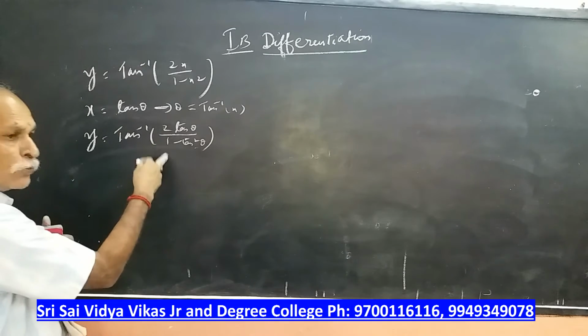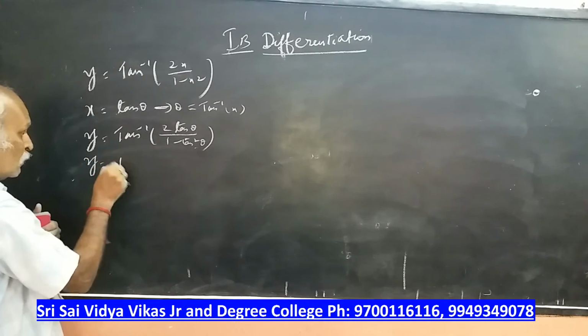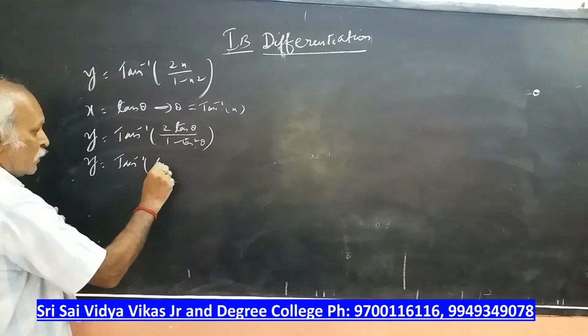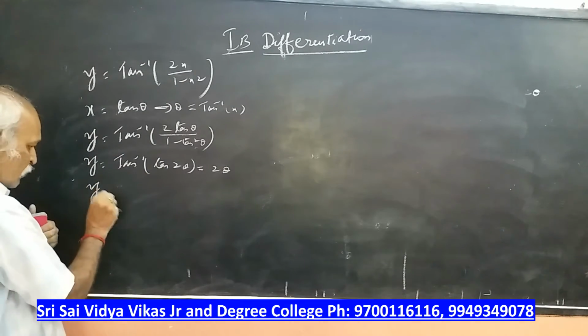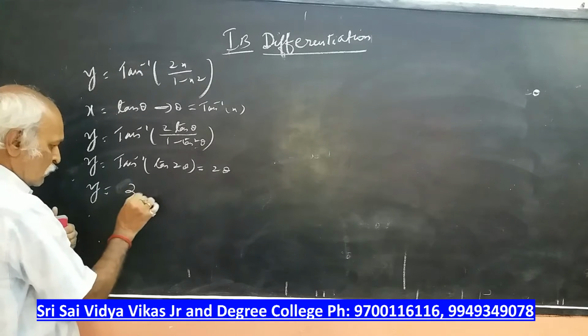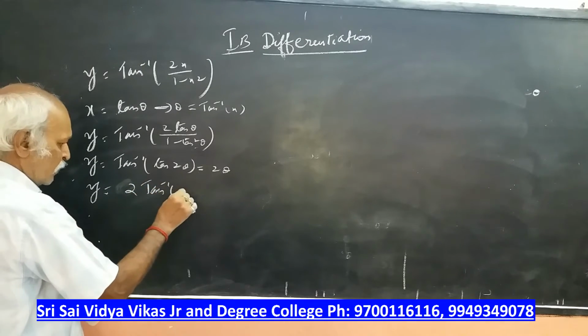Again, what is the tan 2 theta formula? This is the formula, sir. It is tan 2 theta, which is nothing but 2 theta. Therefore, y is equal to 2 tan inverse x.